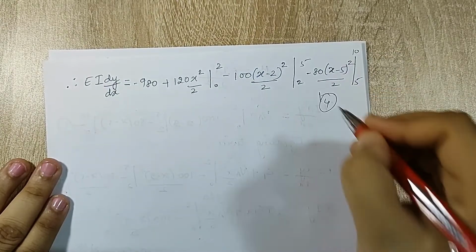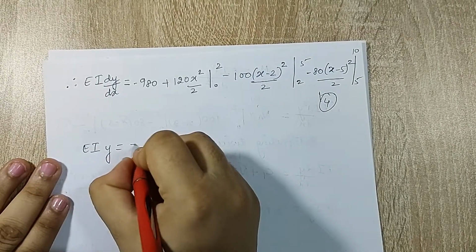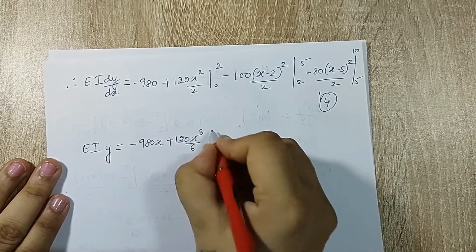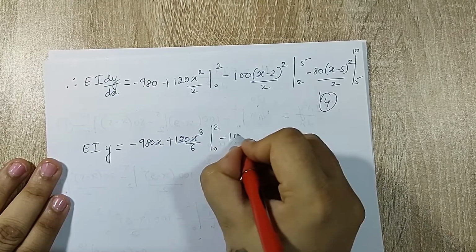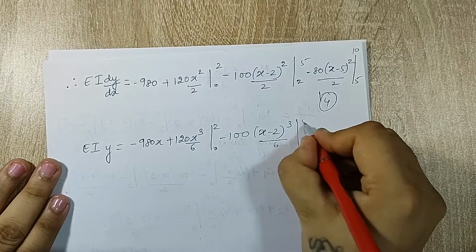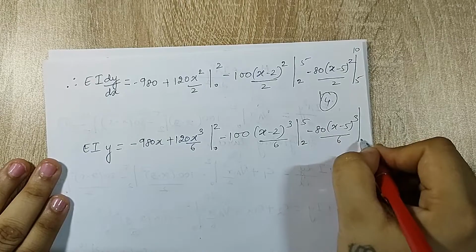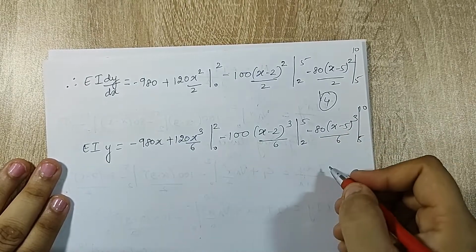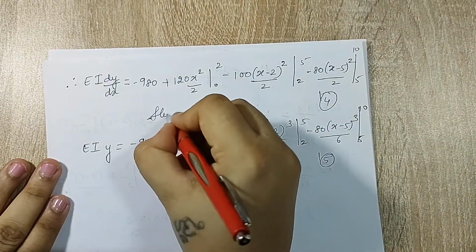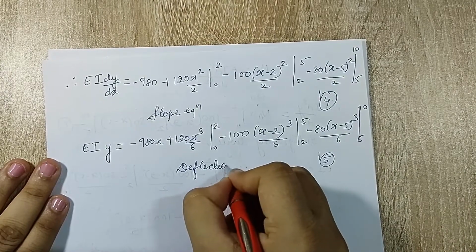This is my equation number 4, and I'll have EIY is equal to minus 980x plus 120x cube upon 6 from 0 to 2 minus 100 into x minus 2 cube upon 6 from 2 to 5 and 80 into x minus 5 cube upon 6 from 5 to 10. So this becomes my equation number 5. This is my slope equation, equation 4, and equation 5 is my deflection equation.